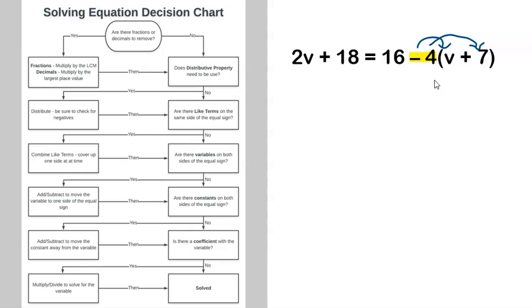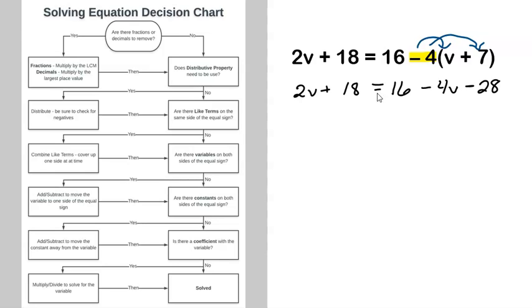Now, when I do that, I'll end up with -4v, and then -4 times a +7 is going to make a -28. Now, all the rest of this is just going to come down. All right. And so we get it all down. So now we've done our distribution and we made sure we watched for that negative.